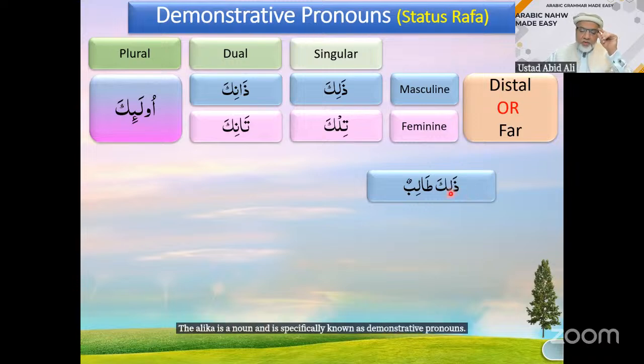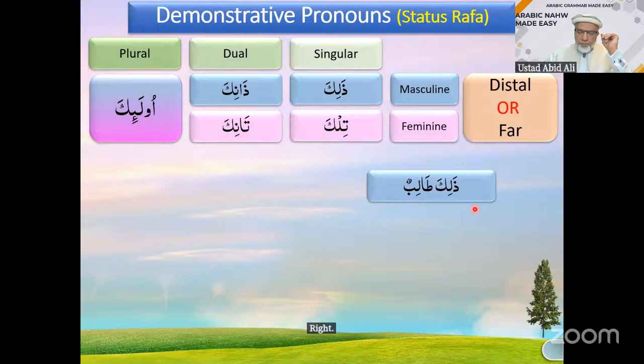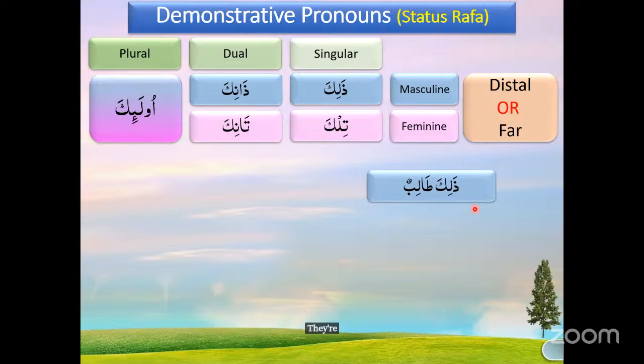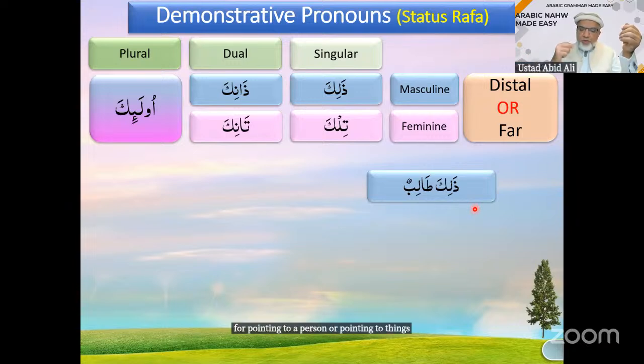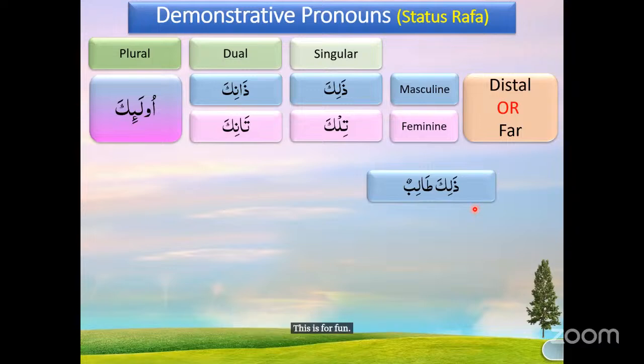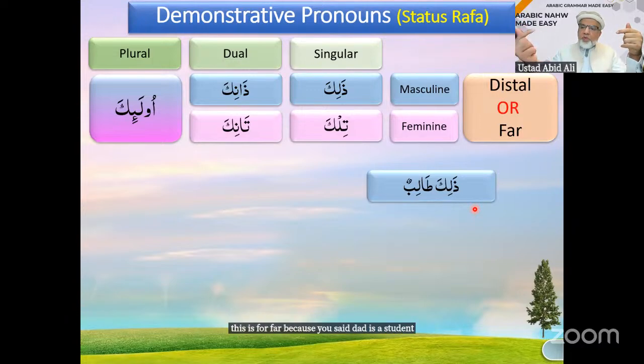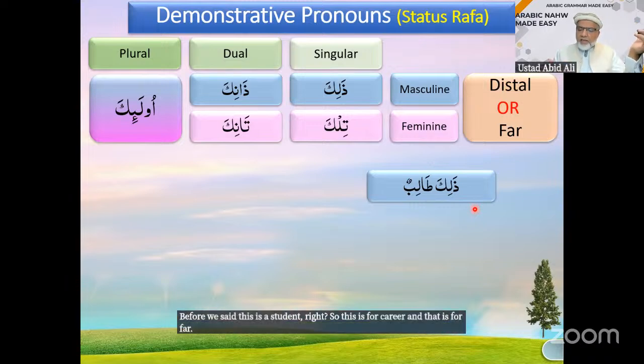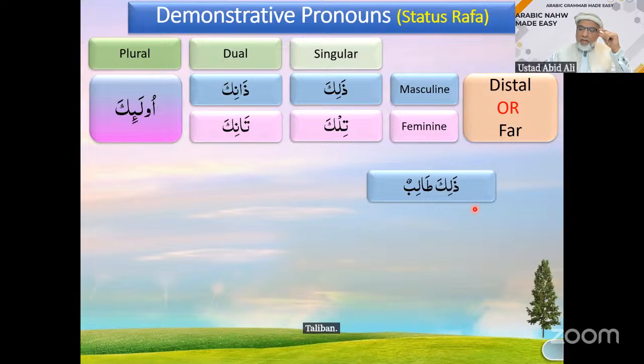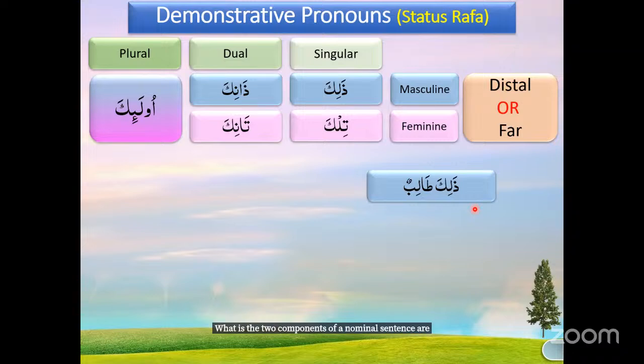And what is dalika used for? For pointing, to a person or to things. And you have the near or the far version. This is for far, because you said that is a student. Before, we said this is a student, so this is for near and that is for far. Dalika talibun. What are the two components of a nominal sentence? Mubtada and khabar. So dalika is the mubtada, the starting noun.